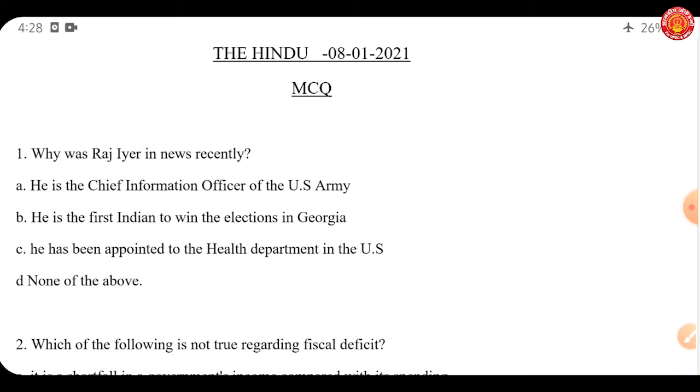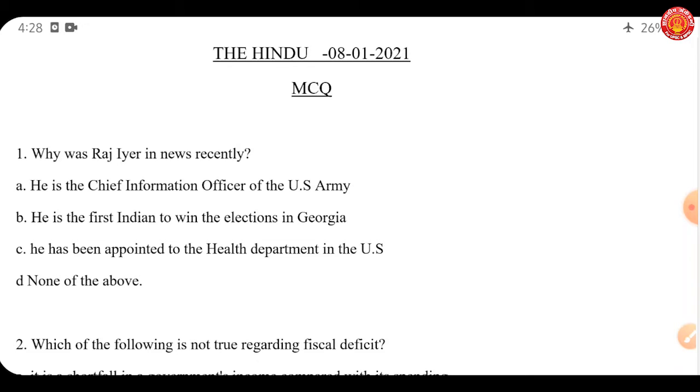So here the answer to the first question is A. Raj Ayar is the Chief Information Officer of the US Army. Now please remember, this is a very important piece of information, because if you see yesterday's UPSC mains paper, there is one question for 15 marks that is directly related to the NRIs and the persons of Indian origin who are contributing to the name of India. So Raj Ayar is one about whom you could have written if you had attempted the mains examination.